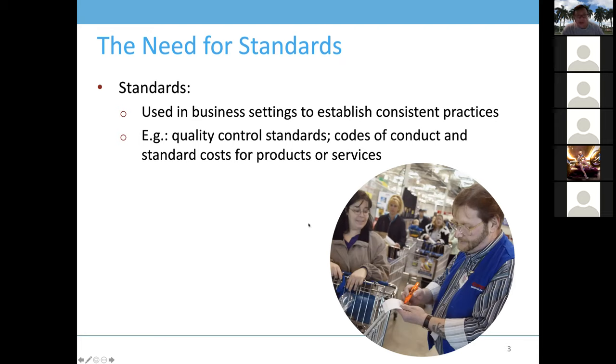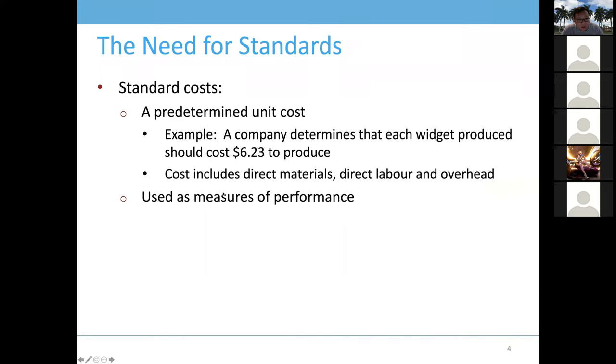So the idea is that you may want to maintain the consistency. So you set up certain standards. Standard cost, this is for the manufacturing companies, right? So they will try their best to obtain the information to approximate the cost of their product, okay?